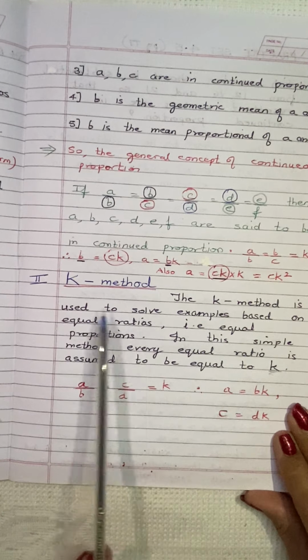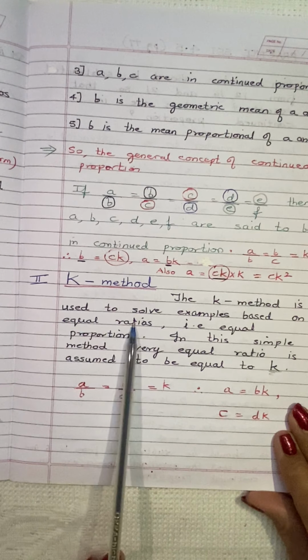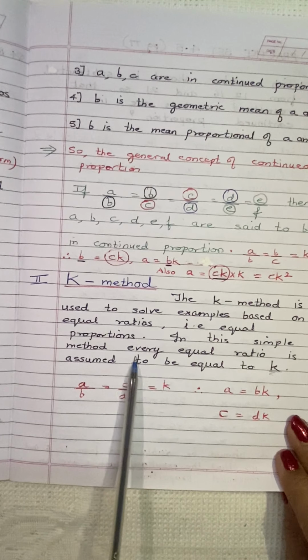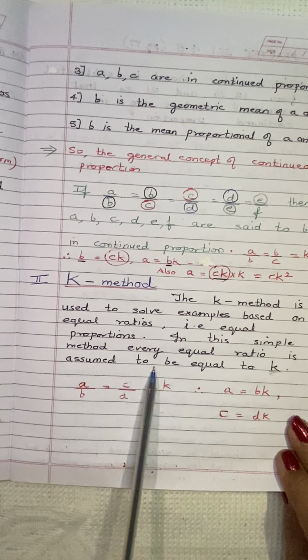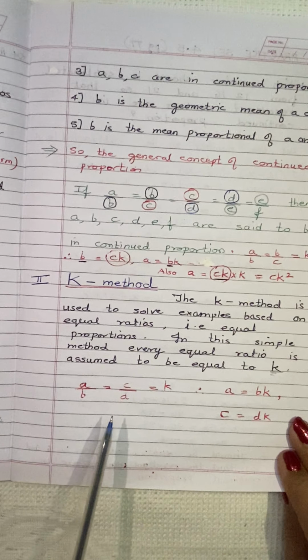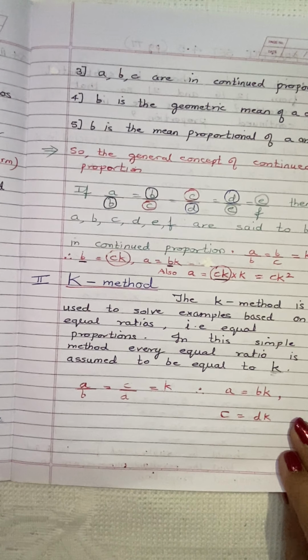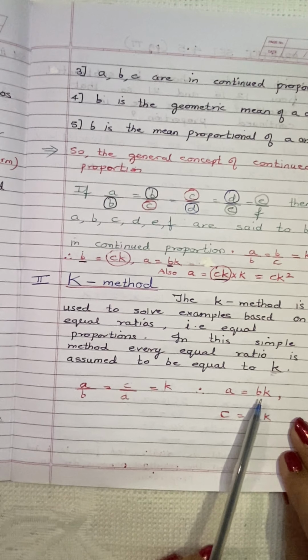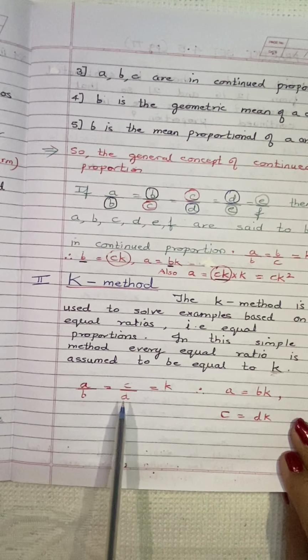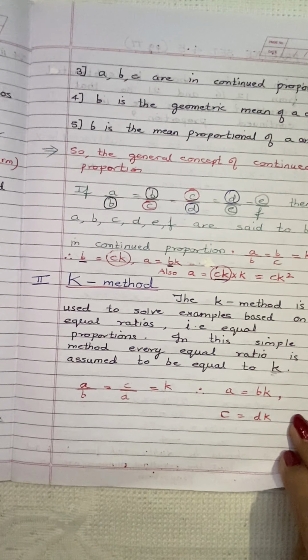Now let us understand this K method. The K method is used to solve examples based on equal ratios, that is, equal proportions. In this simple method, every equal ratio is assumed to be equal to K. So A upon B is equal to C upon D, therefore A is equal to BK and C is equal to DK.